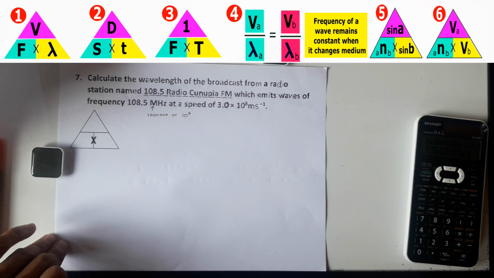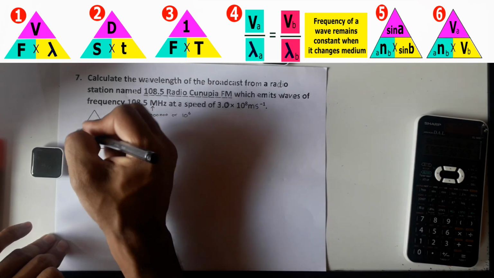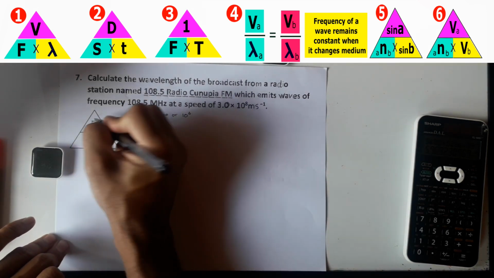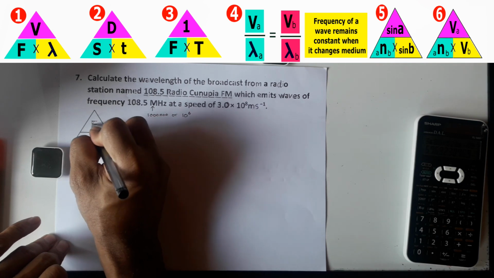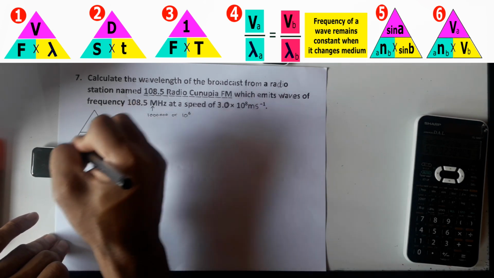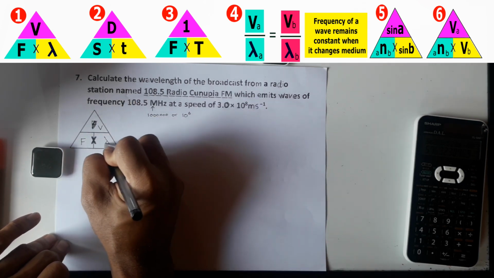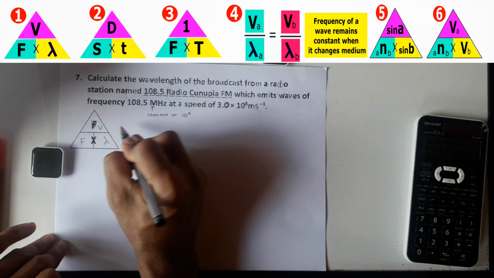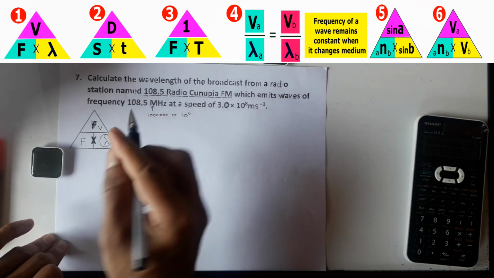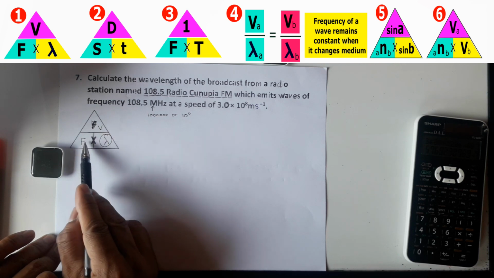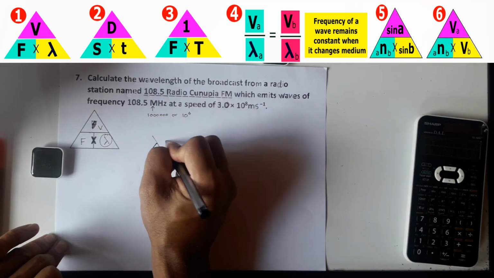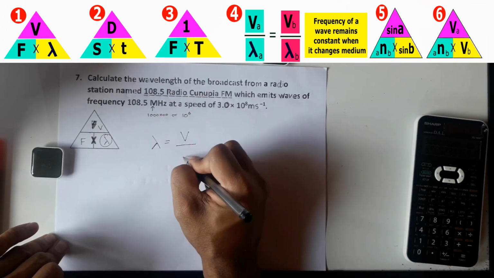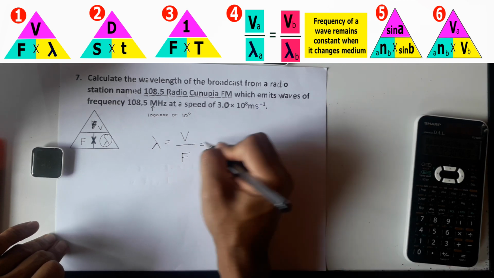What do they want us to find in this question? Calculate the wavelength. So it's formula 1 again. I made a mistake here. Velocity is frequency multiplied by wavelength. So to calculate the wavelength, we just have to take the velocity and divide it by the frequency. Wavelength is velocity divided by frequency.